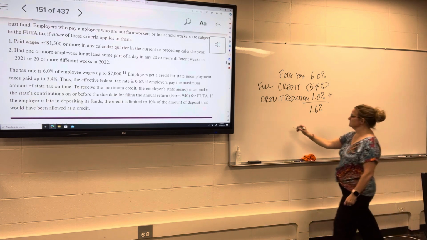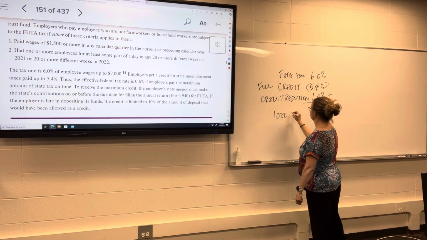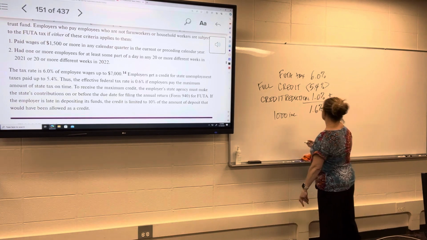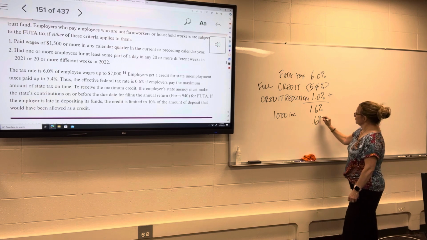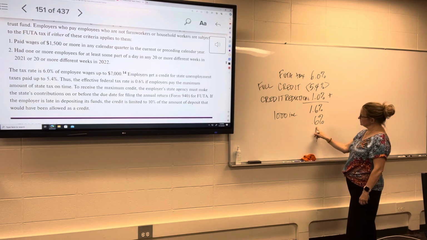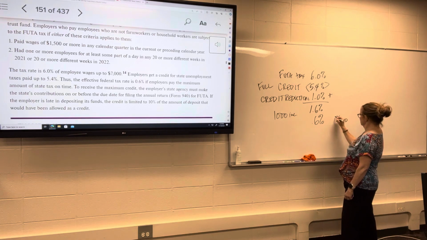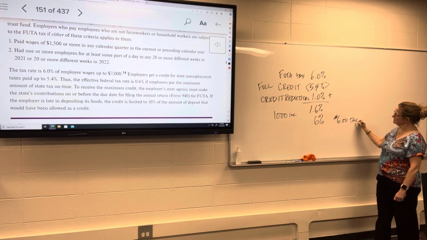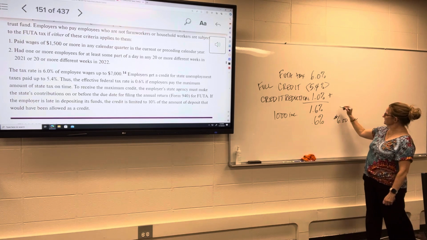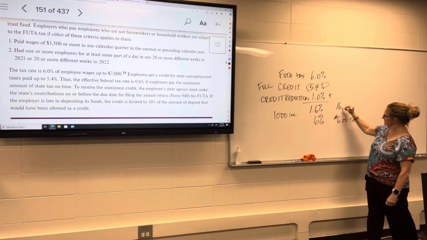So if we have $1,000 of income, we'll just use that as an example. If we have the full credit, it's 0.6%. So what is that? $6 is our tax. If it's 1.6%, it's $16.